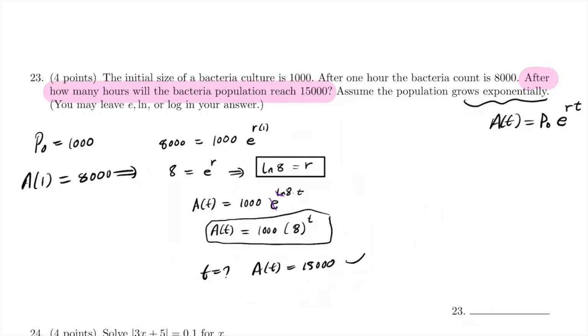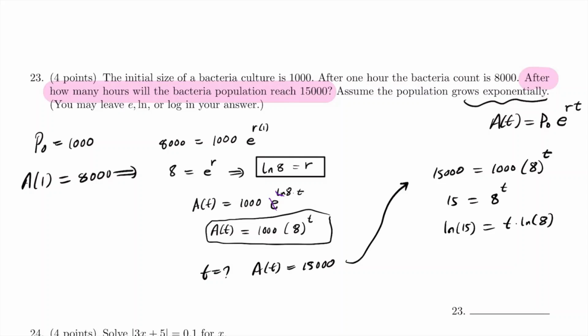So let's go ahead and set it up right here. So 15,000 is equal to 1,000 times 8 to the power t. We're looking for time. Divide both sides by 1,000. You have 15 is equal to 8 to the power t. Now to bring down the power t, which we're solving for, we're going to apply ln on both sides. So ln of 15 is equal to t times ln of 8. And divide both sides by ln of 8. So the time is ln of 15 over ln of 8. And that's the simplified answer. There's nothing else we can do here, so we'll leave it at this.